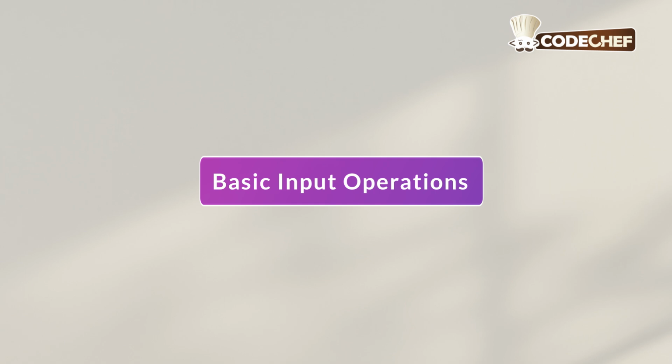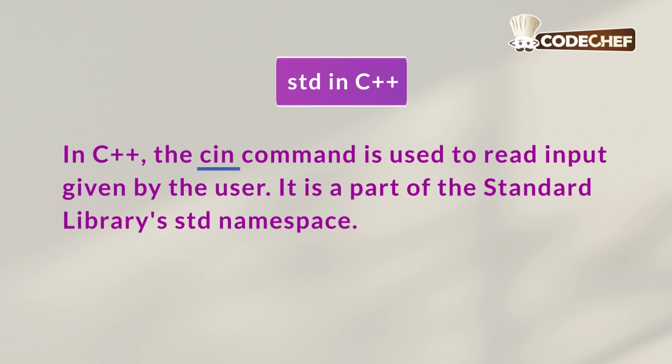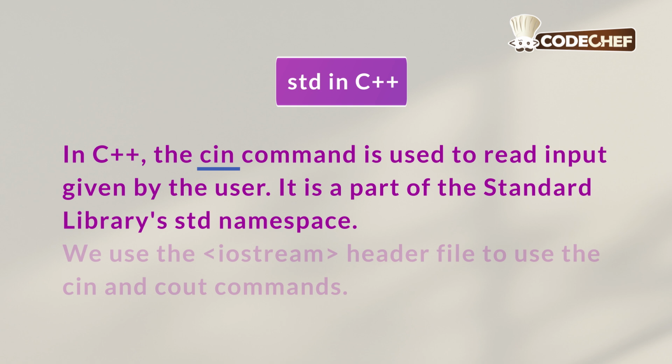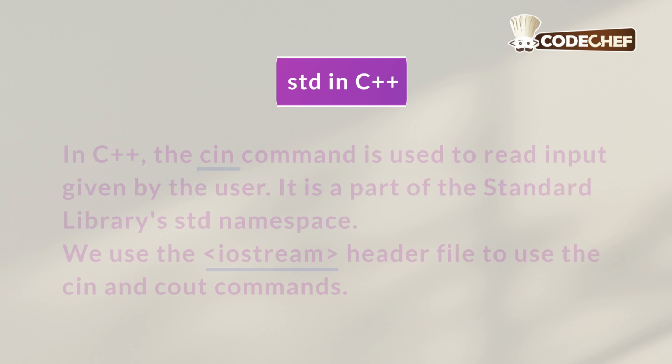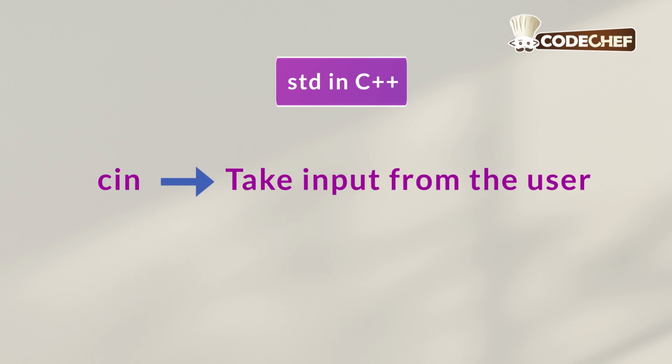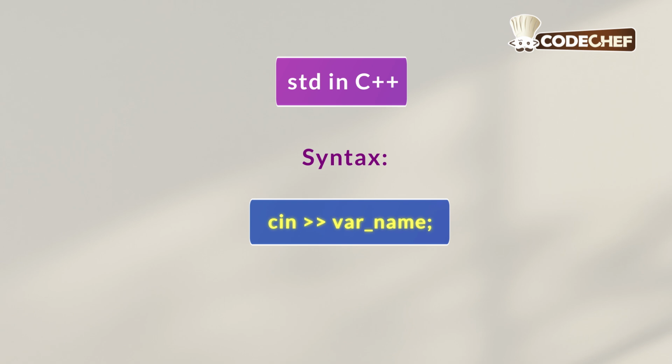So the first topic is cin in C++. In C++, the cin command is used to read input given by the user. It is a part of the standard library's std namespace. We use the iostream header file to use the cin and cout commands. Basically, the cin command is used to take input from the user and the cout command is used to show output to the user. Its syntax is cin, extraction operator, and then the name of the variable in which the value given by the user will be stored, and a semicolon.